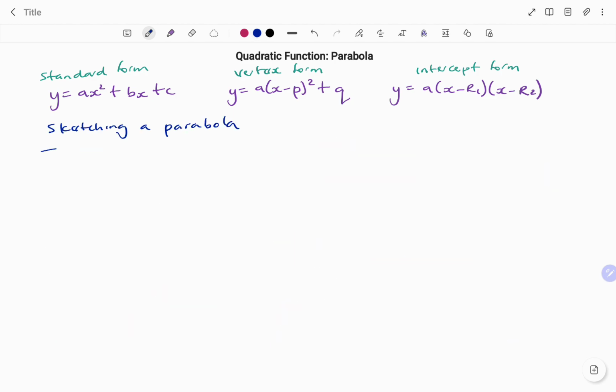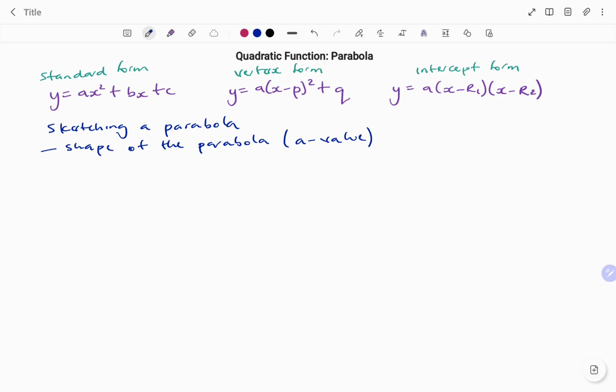If you need to sketch a parabola given any form, there are 5 basic points you need to note on your graph. The first point is the shape of the parabola. Remember, as explained earlier, the shape of the parabola is determined by your a values. If you have a values greater than 0, it's going to be a smiley face. And if you have a values less than 0, it's going to be a sad face.